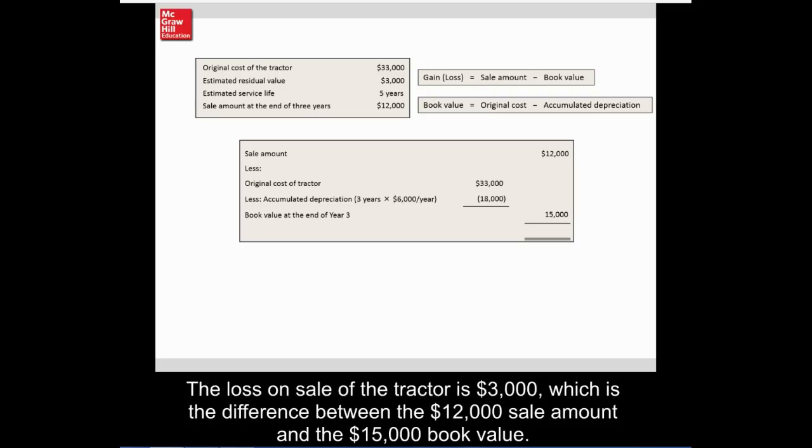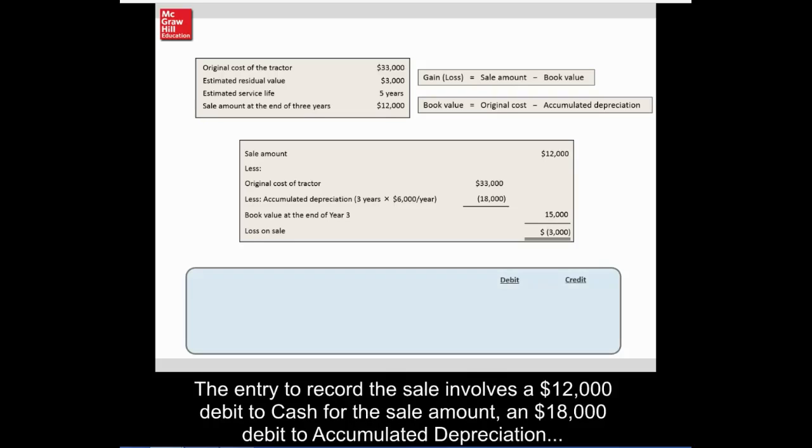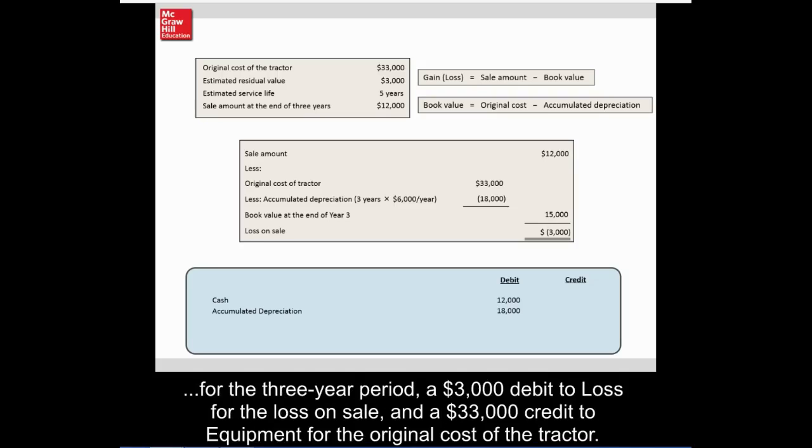The loss on sale of the tractor is $3,000, which is the difference between the $12,000 sale amount and the $15,000 book value. The entry to record the sale involves a $12,000 debit to cash for the sale amount, an $18,000 debit to accumulated depreciation for the 3-year period, a $3,000 debit to loss for the loss on sale, and a $33,000 credit to equipment for the original cost of the tractor.